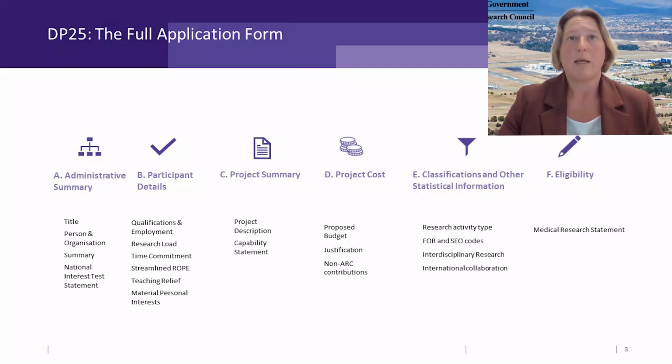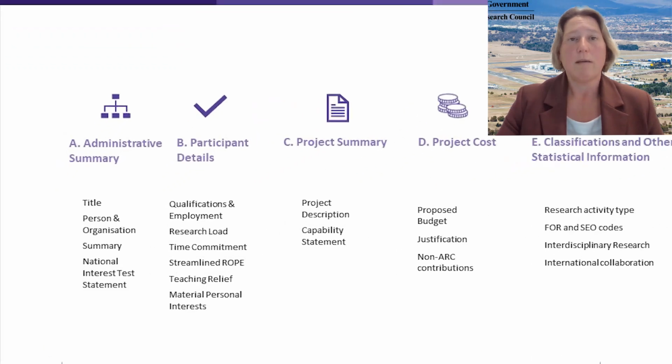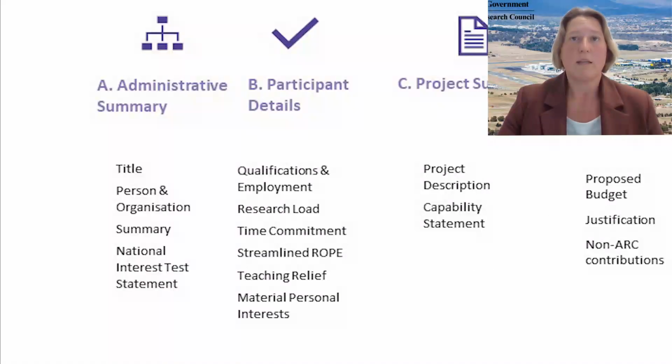As I mentioned, the application form for the Discovery Project's full application consists of 6 parts. You will already be familiar with the administrative summary and the participant information sections from the expression of interest stage. The majority of the questions in these 2 parts are locked and will be carried forward from the expression of interest to the full application.